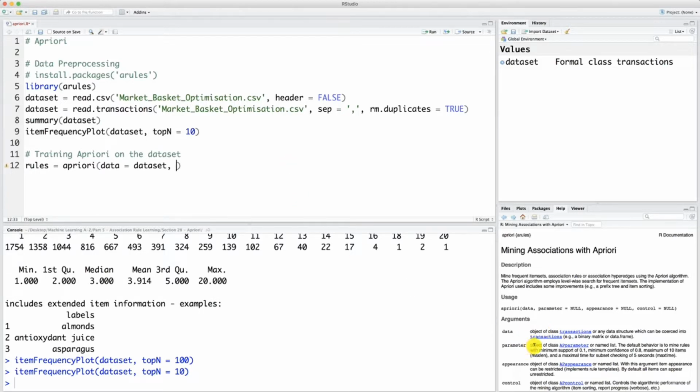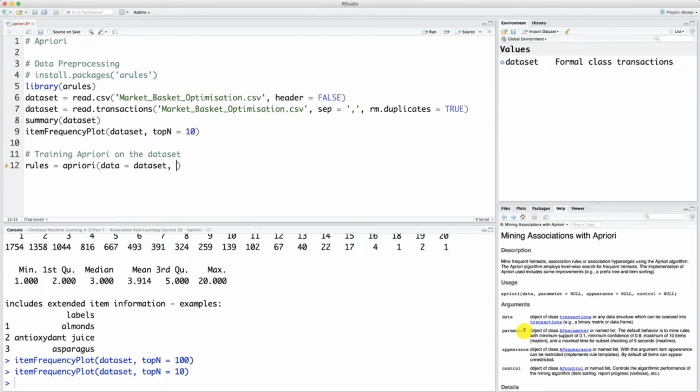So the second argument is parameter. And as it's written here, the parameter is an object of class app_parameter. And so this object will contain the minimum support that we will set ourselves and a minimum confidence. And we can also specify a maximum of items you want to have in the rules. So that's given with maxlen. And actually it's also possible to include a minlen specifying the minimum number of products you want to have in your rules. But we won't actually need that, and what we will need inevitably is the support and the confidence.